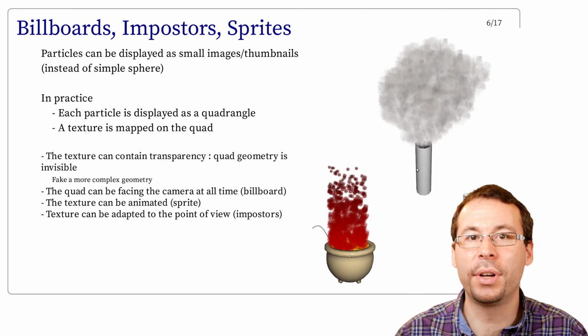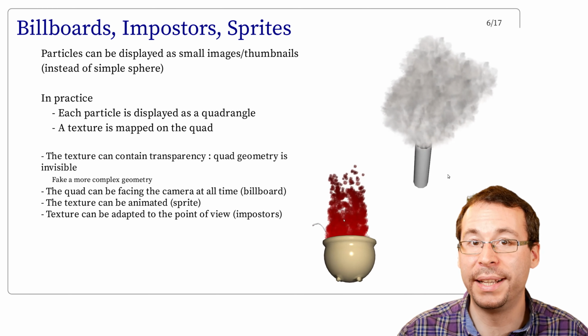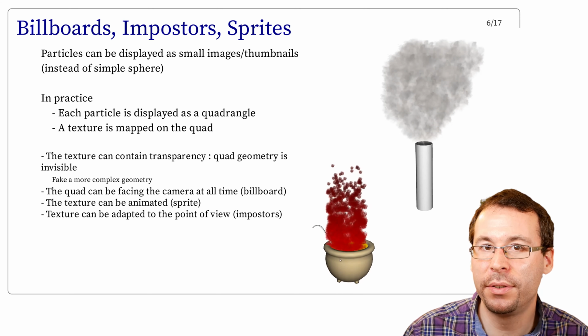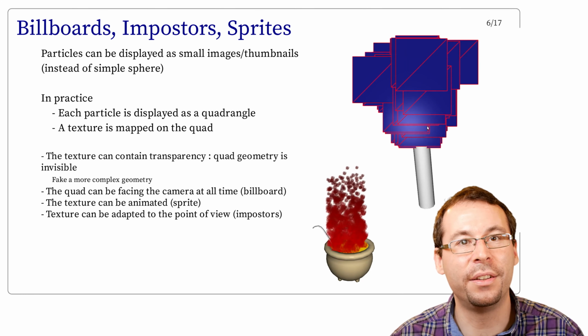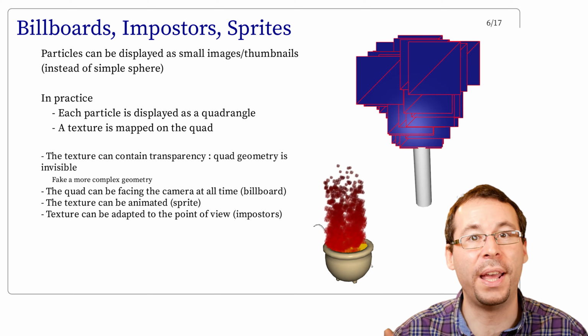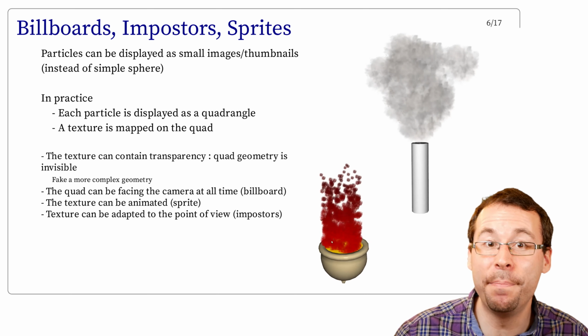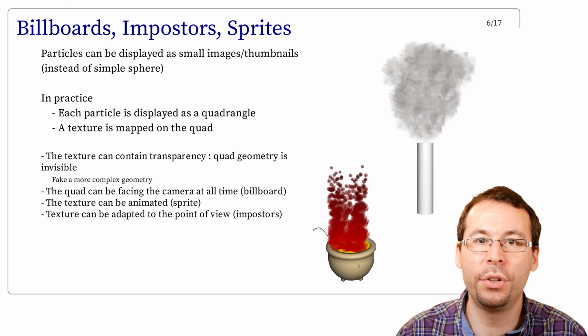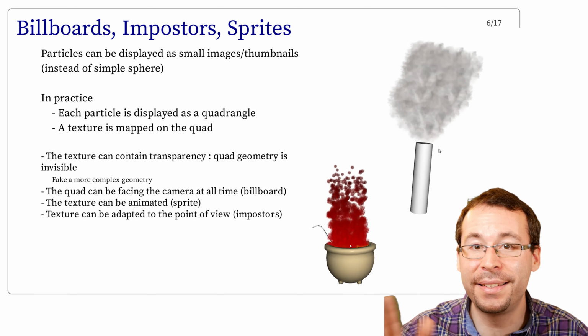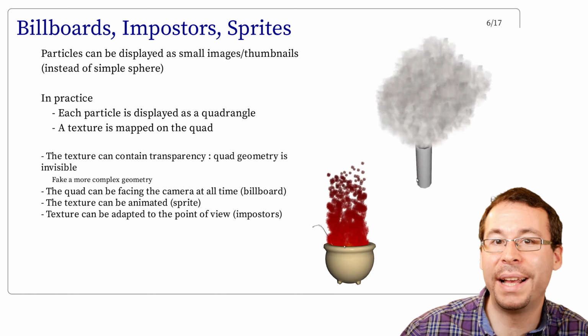So the texture can have a transparent background, and then the geometry of the quad is actually invisible. This allows to fake a complex geometry representation while using only very simple triangles. Also, the quadrangles can always face the camera. Then we call that a billboard.